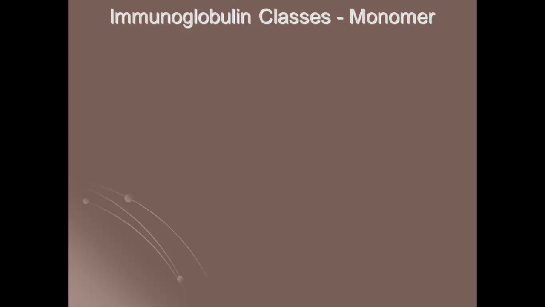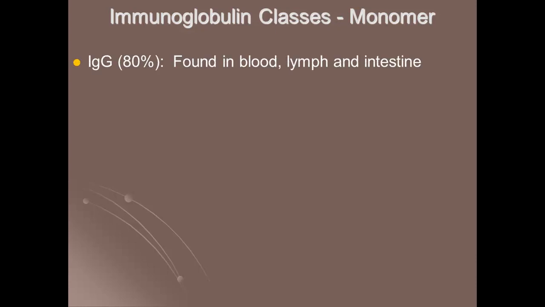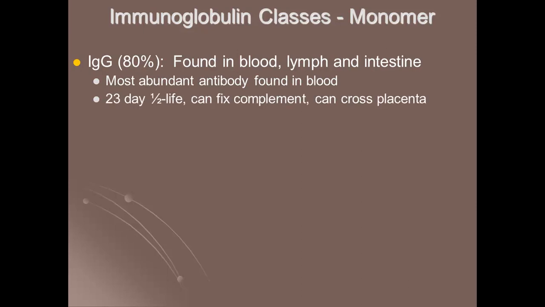So let's take a look at the 5 different classes of antibody. The first 3 that we're going to talk about are monomers in structure. IgG is 80% of serum antibodies. It's found in the blood, the lymph, and the intestine. It is the most abundant antibody found in the blood. It has a half-life of 23 days.